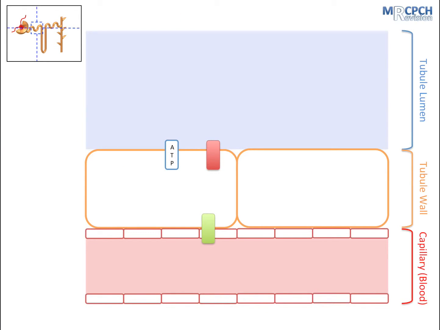So this diagram shows the lumen of the tubule at the top, the cells of the tubule wall in the middle, and the peritubular capillary at the bottom. So let's go through the sequence of events. At the glomerulus, protons and bicarbonate ions are freely filtered like this. And in the tubular lumen, they combine to form carbonic acid.